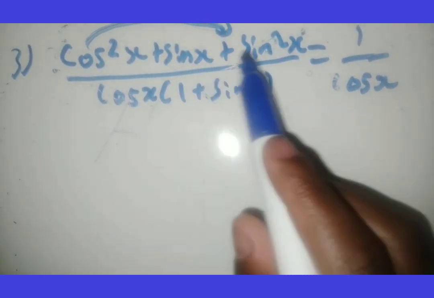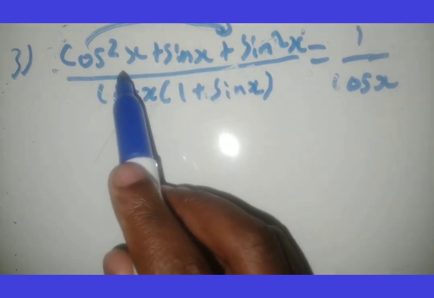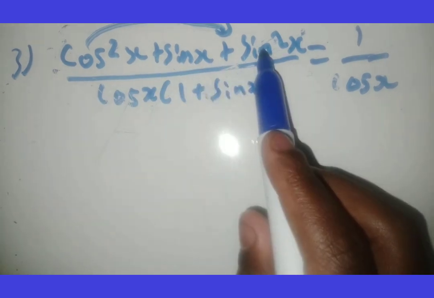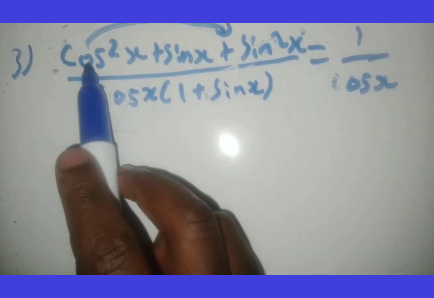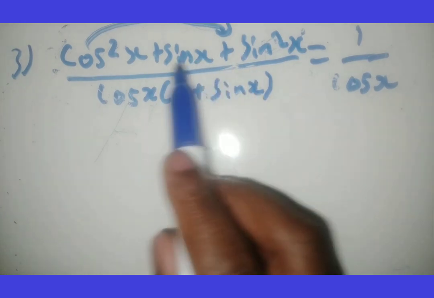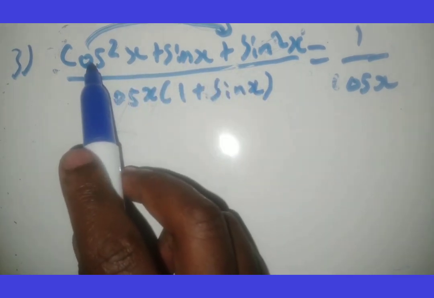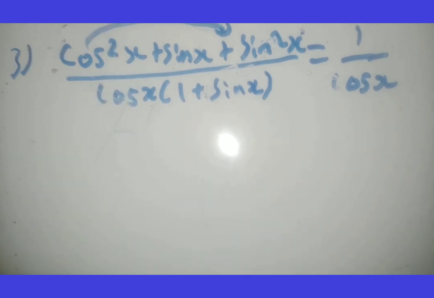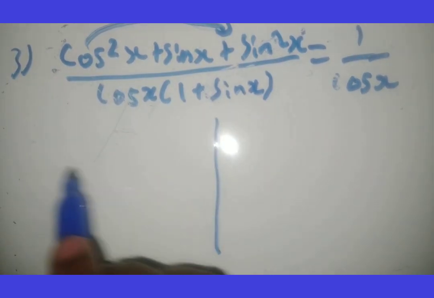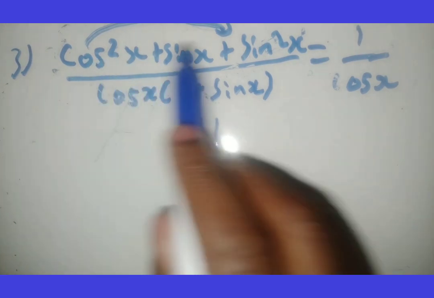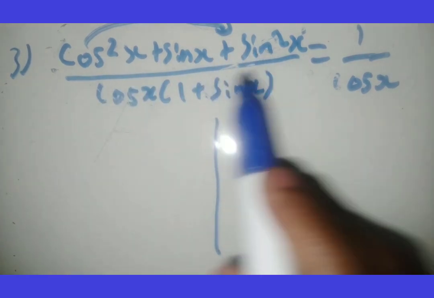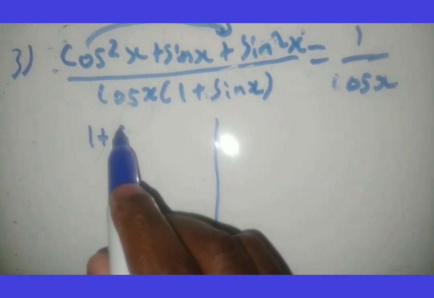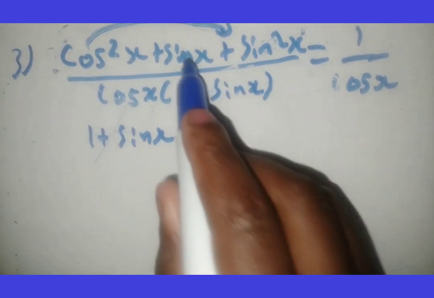Or if you don't like this method, you can use another method. Notice this is cos, sine, sine. So they're not all speaking the same language. We can change this one to speak the same language as the others. You can change this cos squared to become 1 minus sine squared, right? So let me use both methods. On this side, I'm going to use this method. So cos squared x plus sine squared x is 1. Even if they're not close together, you should be able to see that they're 1. So it's going to be 1 plus sine x because we didn't add this one.